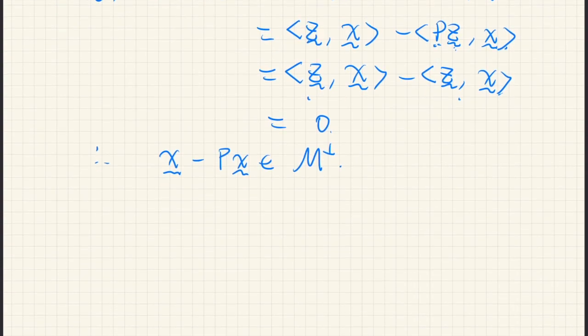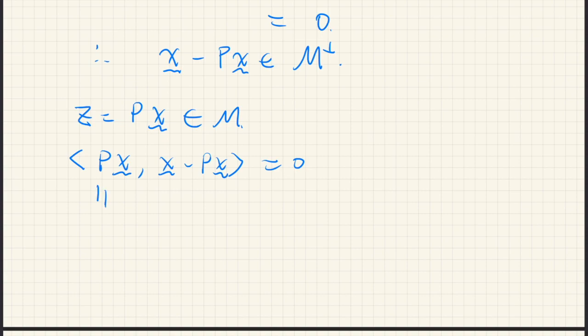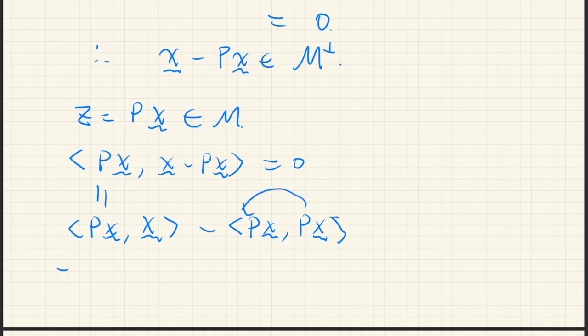In particular, when z is equal to px, of course this is in M, then the inner product between px and x minus px should be equal to 0. And you can directly check this by expanding this left-hand side. So that will be px times x minus px times px. So we can move this p to here.